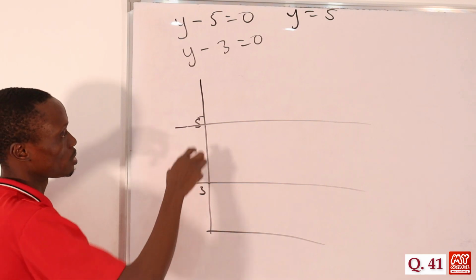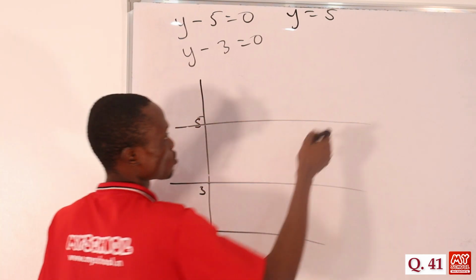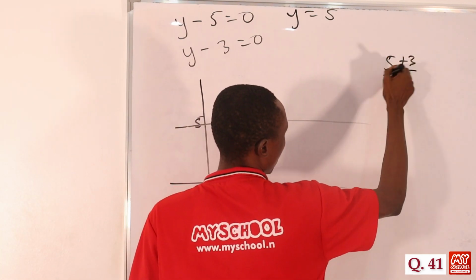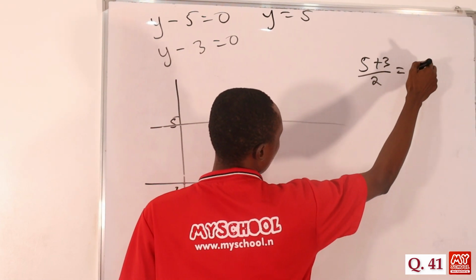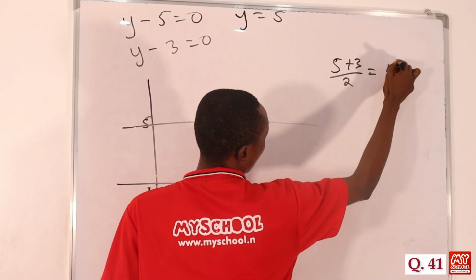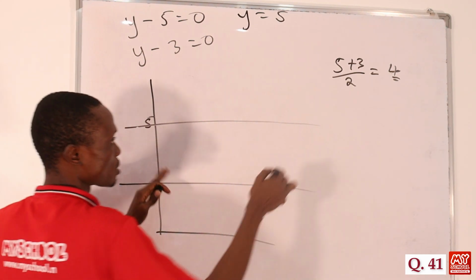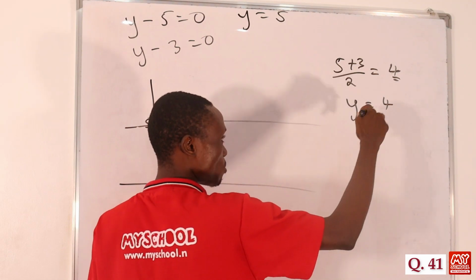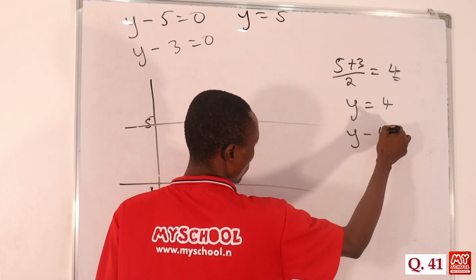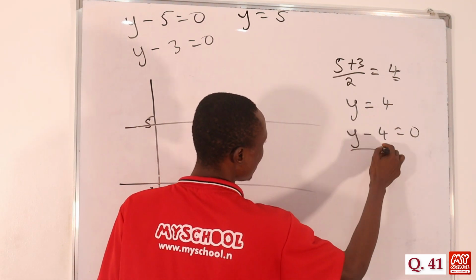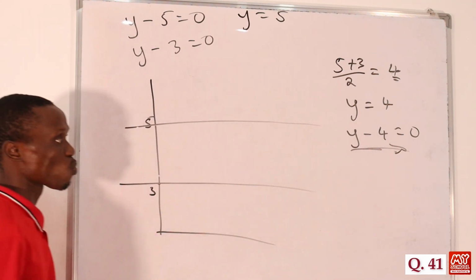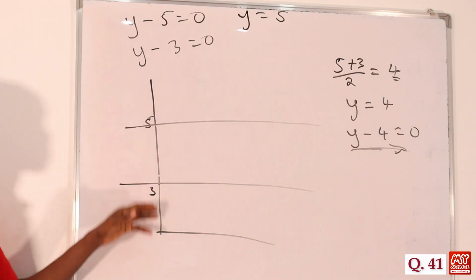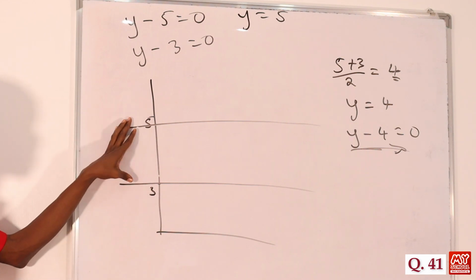So the midpoint of these two lines will be equal to 5 plus 3 divided by 2, and that will be equal to 4. So here we are saying y is equal to 4. Of course, this y is equal to 4 can as well be rewritten as y minus 4 is equal to 0. So this is the line that is equidistant from the two lines that are given to us in this question.